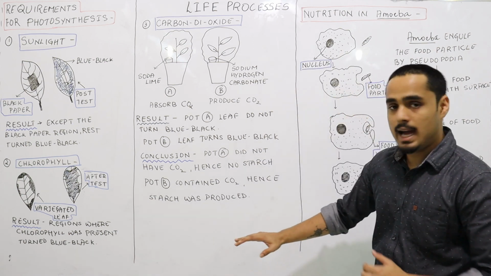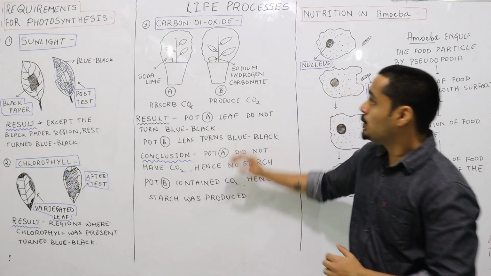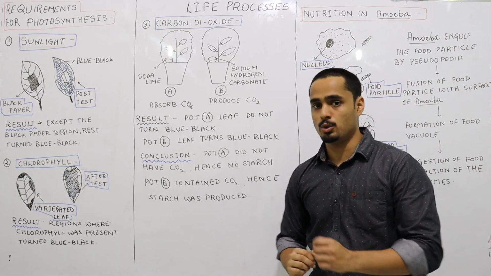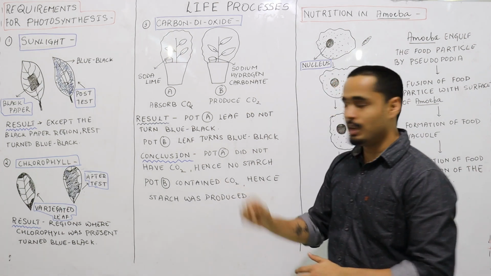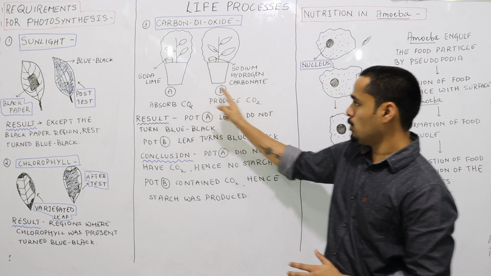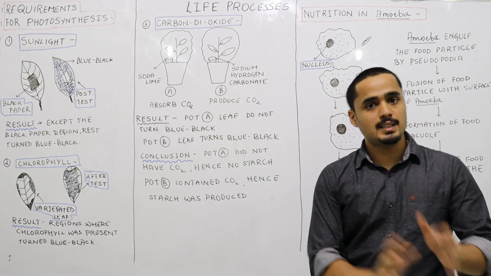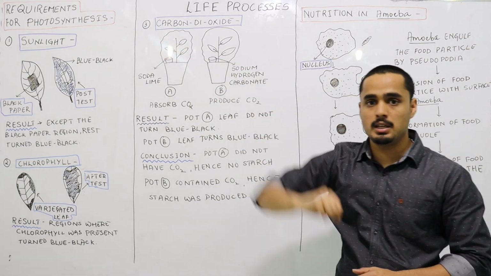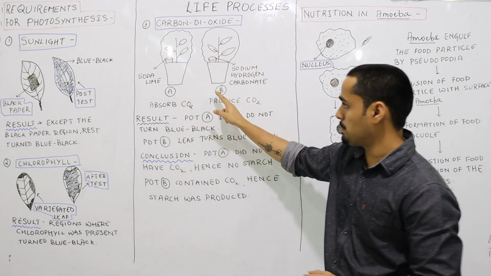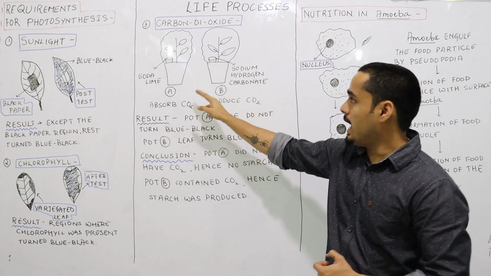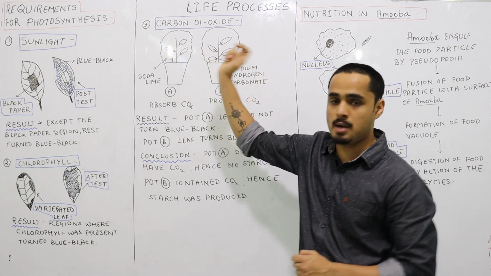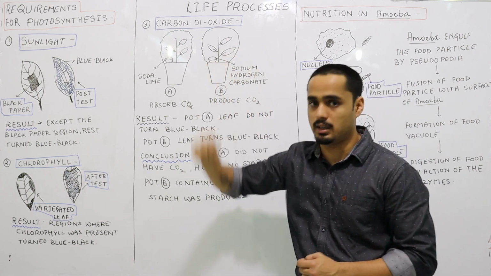Now, the next activity that was performed was to understand if carbon dioxide is a requirement for photosynthesis. Now, what did they do? They took two potted plants, destarched them, and covered them with a polythene bag in order to make sure there is no external carbon dioxide entering.